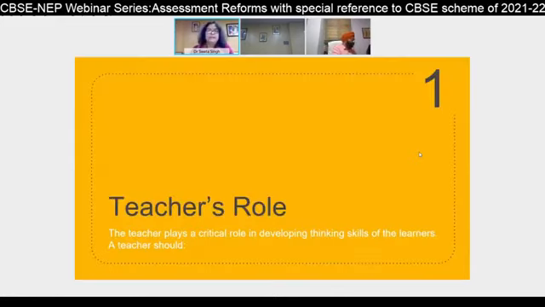Next, please. Of course, the teacher has a very important role because the teacher helps them in developing the thinking skills of the learners. For this, what the teacher should do, we have given suggestive things for that.